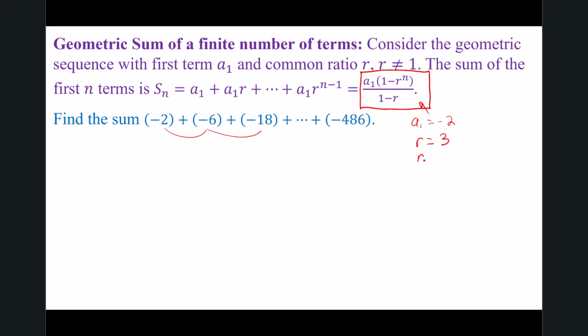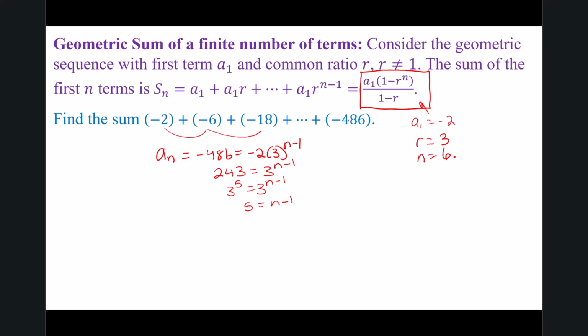I also need to know n. So I need to know what term number negative 486 is. To do that, I'm going to think about what the equation looks like for the nth term of a geometric sequence. So I know that negative 486 is my nth term, which will be the first term times the common ratio to the n minus 1. If I divide both sides of this by negative 2, I will get 243 equals 3 to the n minus 1. So I need to solve this exponential equation. 243, though, is 3 to the 5th power. So I have 3 to the 5th equals 3 to the n minus 1. So 5 equals n minus 1, and n equals 6.